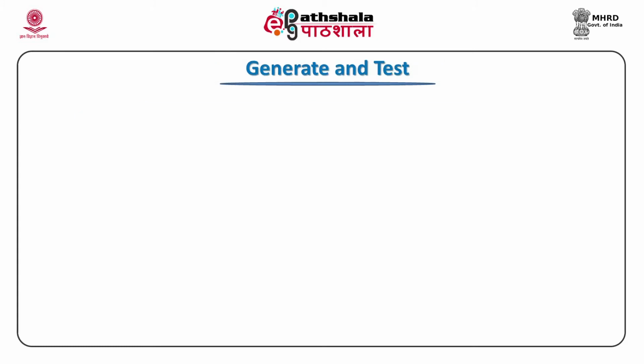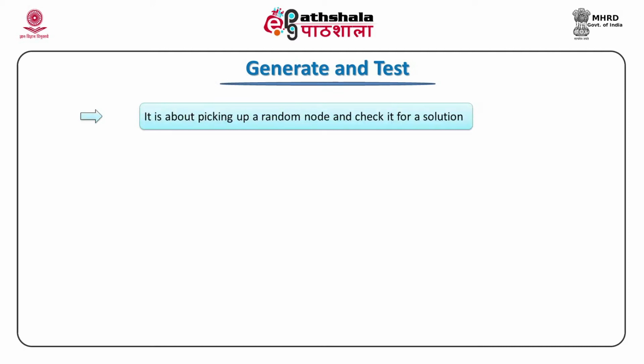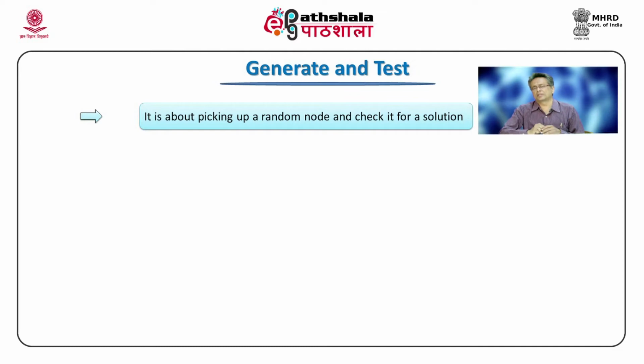Now, let us talk about the first method. It is called generate and test. It is about picking up a random state and checking if it is a solution. Surprising? We are doing it, in fact. This is something which we do every day.